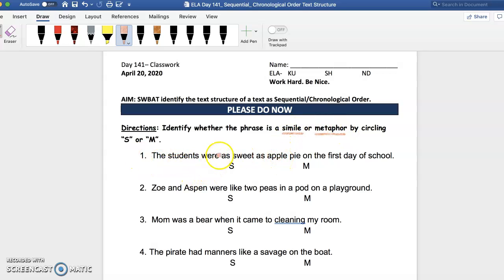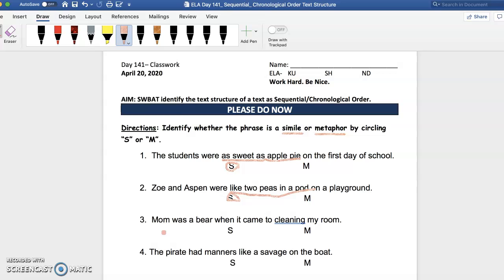Number one, the students were as sweet as apple pie on the first day of school. So, since we use the words as, they're comparing the students to apple pie. This is a simile. Okay. Number two, Zoe and Aspen were like two peas in a pod. That means that they were best friends on a playground. They're using the word like. They're comparing Zoe and Aspen to two peas in a pod. So this is a simile.